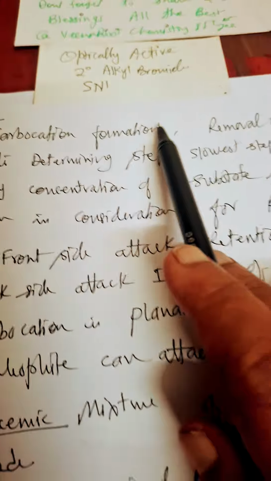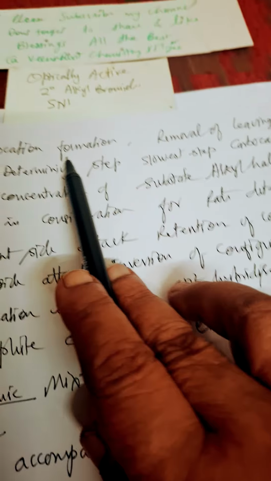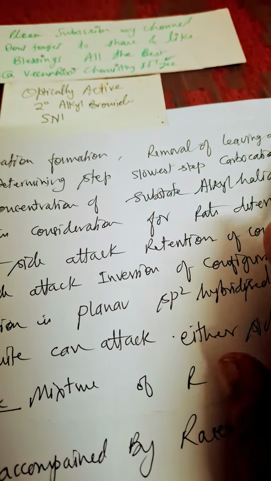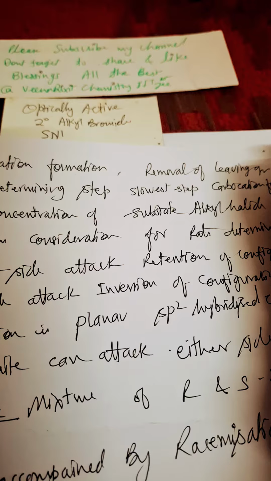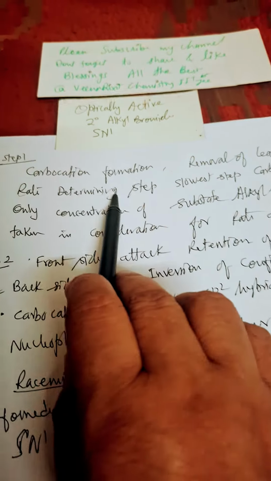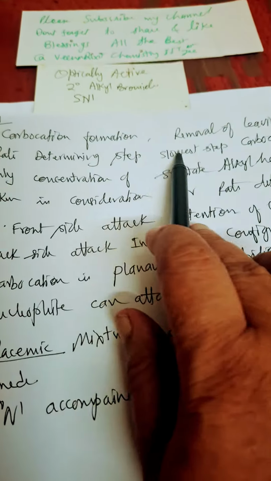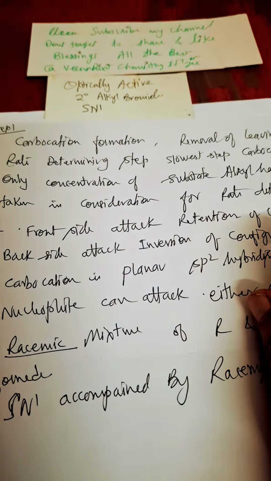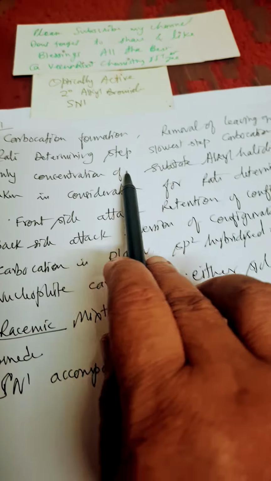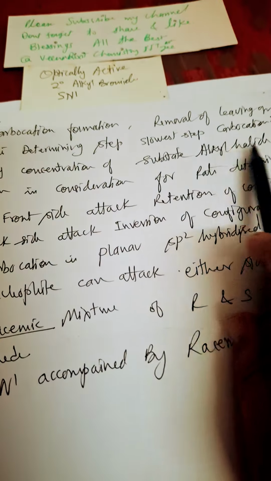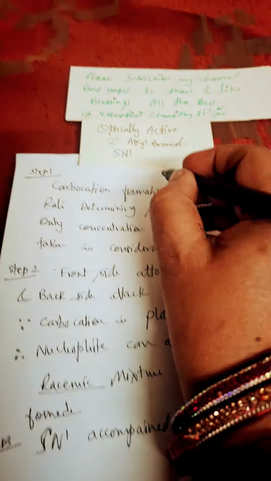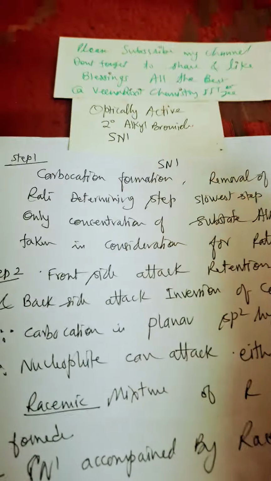Optically active alkyl bromide we will discuss here. Step 1, carbocation formation takes place, removal of leaving group, Br negative, in this case. The rate-determining step is carbocation formation. It is the slowest step, so carbocation is formed in this case. Only the concentration of substrate, that is alkyl halide, is taken into consideration. That is why it is called SN1 reaction.